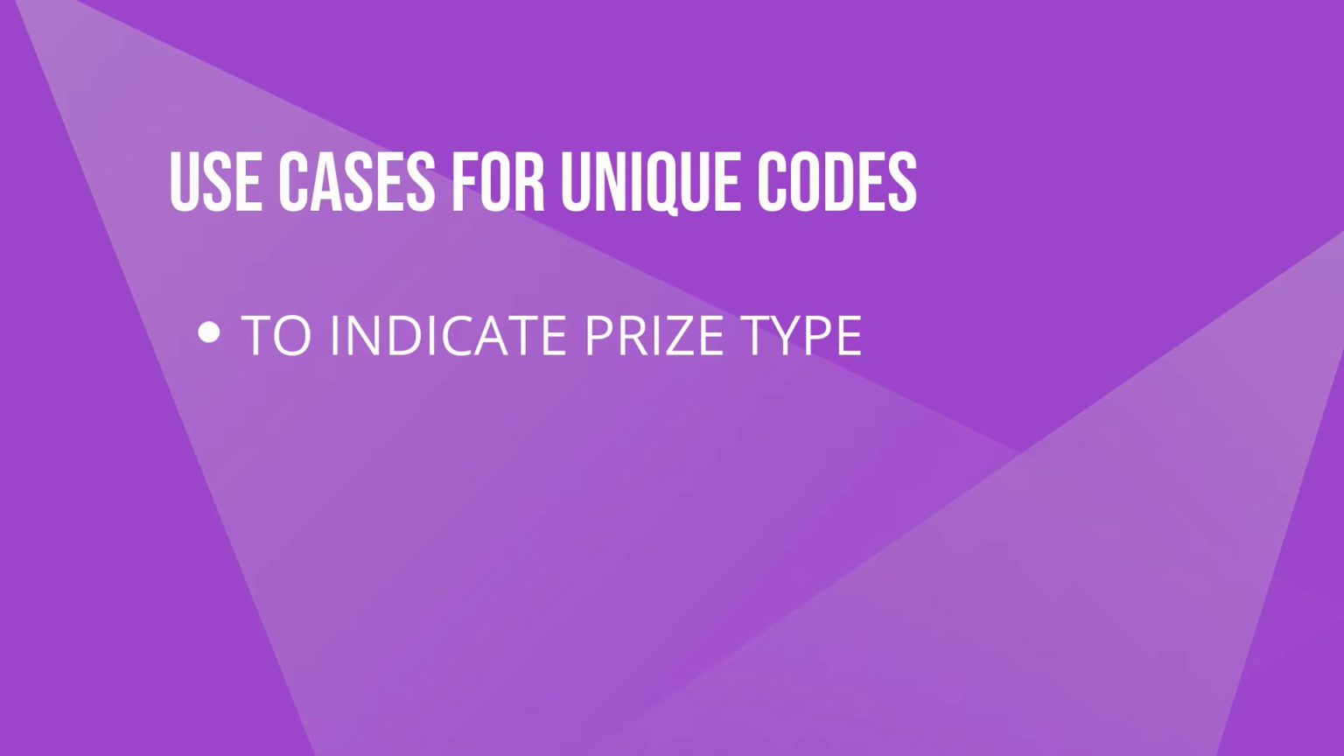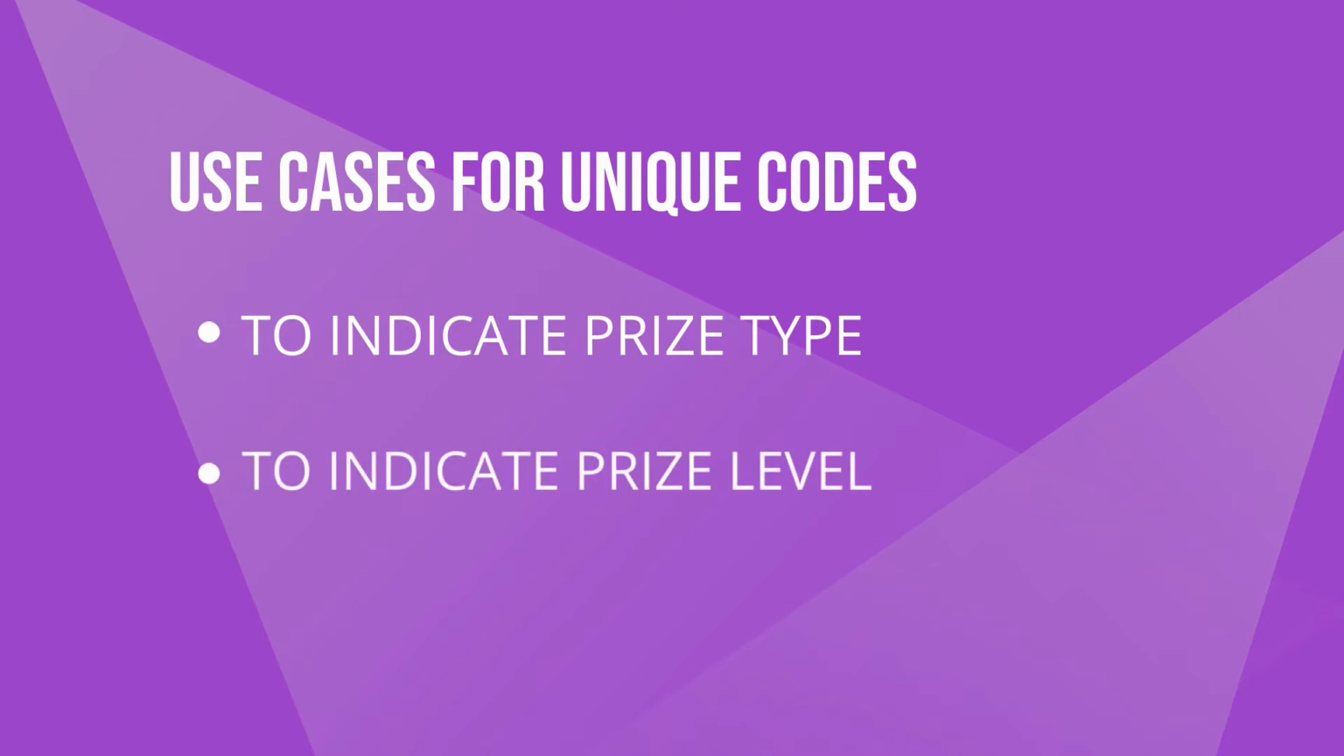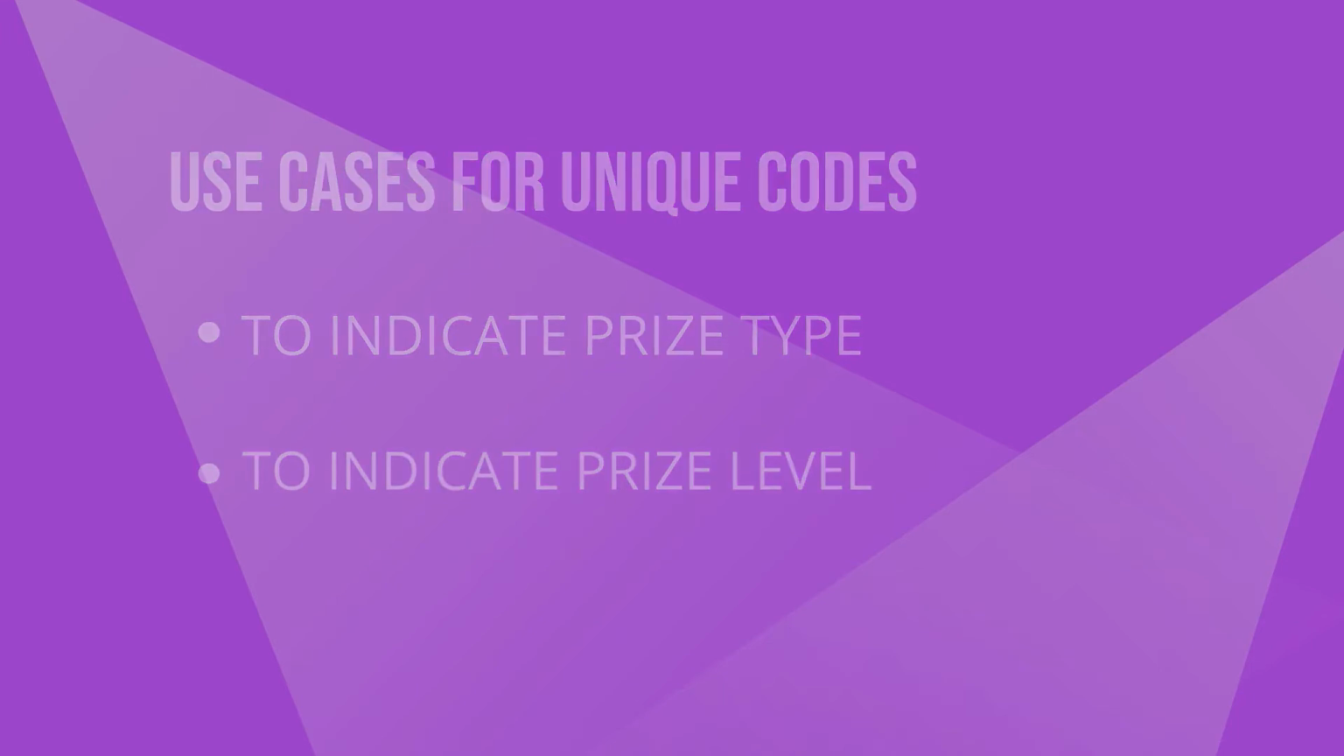Apart from using codes to indicate a type of prize, you could also use codes to indicate different levels of prizes. For example, you can distribute a discount that can be redeemed in your online store. Maybe everybody would get 20% off, but there would be 2 or 3 people chosen at random to get like 75% off. The prize code would indicate the level of discount that the winner received.